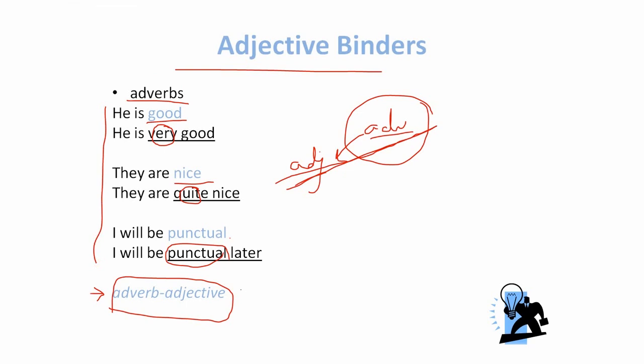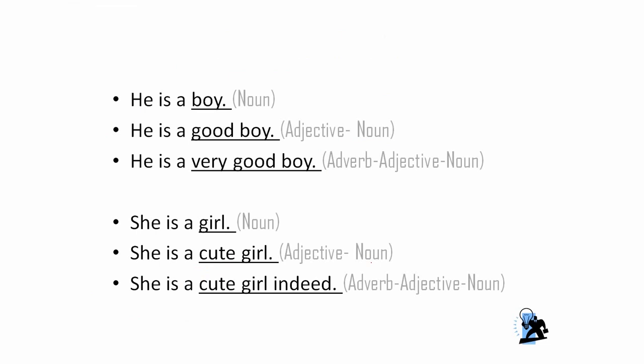Mention a heading adjective binders in your segments page also and mention this one segment. So we can make bigger segments by combining all the noun, verb and adjective rules like this. Like let's say he is a boy. Now boy is a noun. I can add adjective as a binder to boy and it makes it he's a good boy. Now to this adjective I can add an adverb.